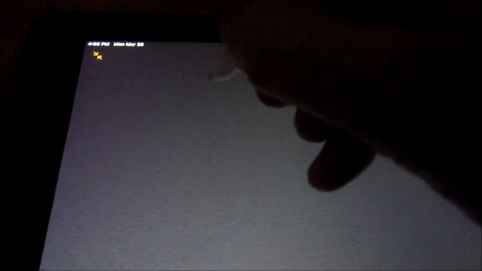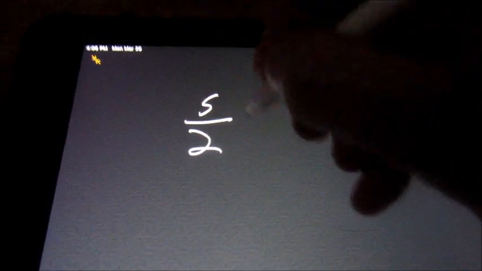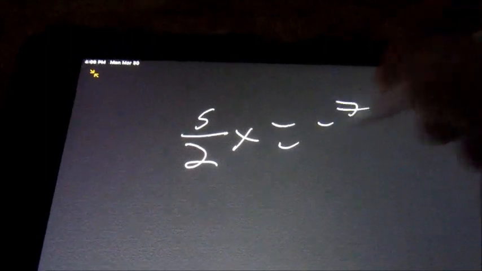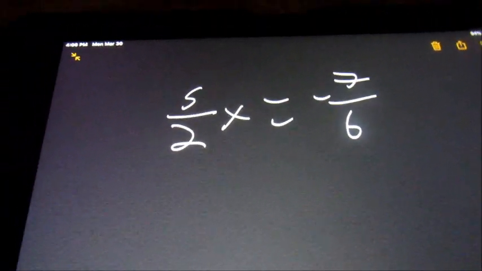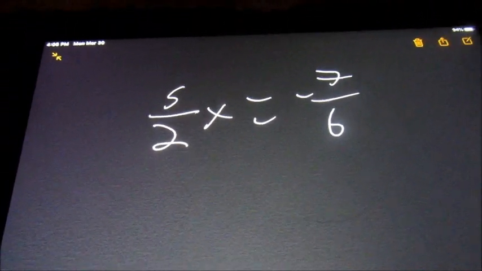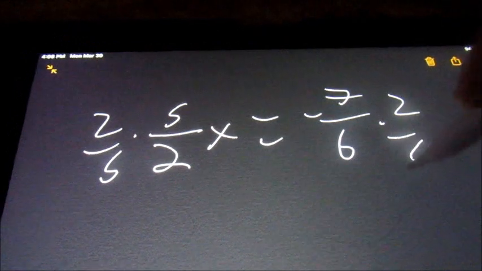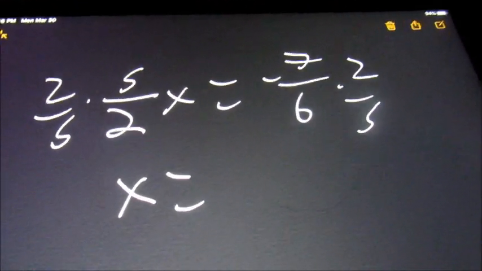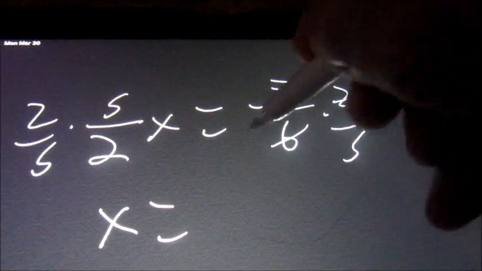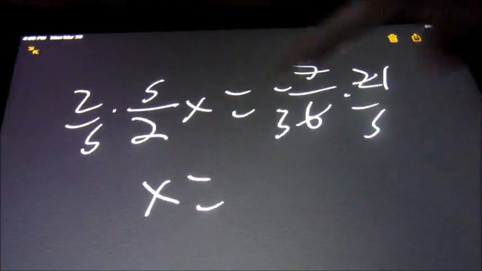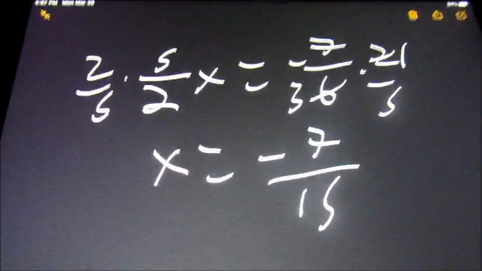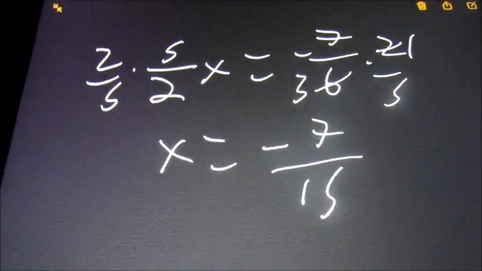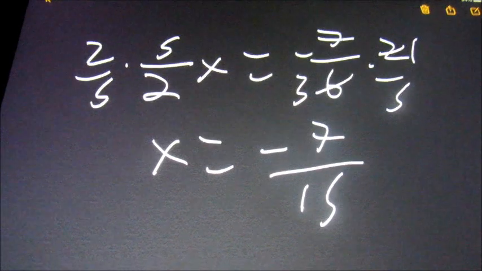Next, let's say that we have 5 over 2x equals negative 7 over 6. So now we don't need to get rid of the decimal or the fraction, because all we have is just 5 over 2x equals another fraction. So we're going to multiply both sides by the reciprocal, which is 2 over 5. And we're left with x equals, the 2 and the 6 can cancel. This will become a 1. This will become a 3. So we have a negative 7 times 1 is negative 7 over a 3 times 5, which is 15. So x equals negative 7 over 15.